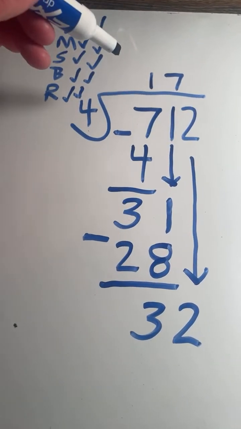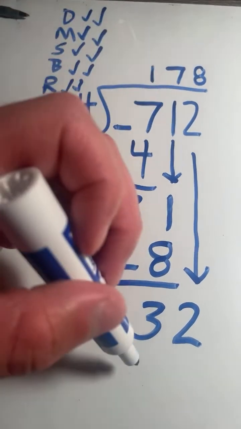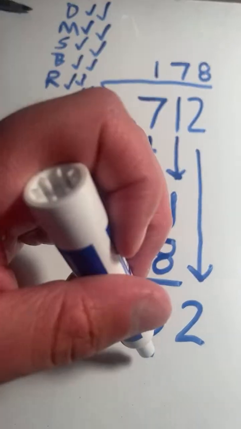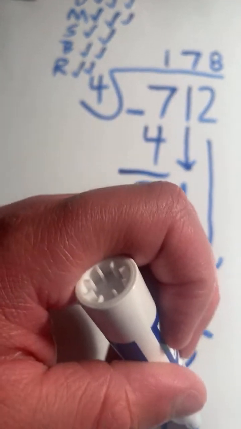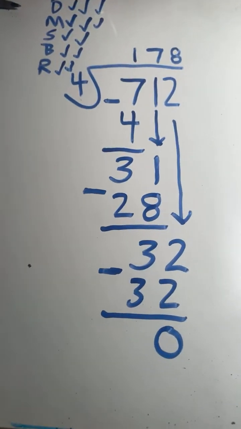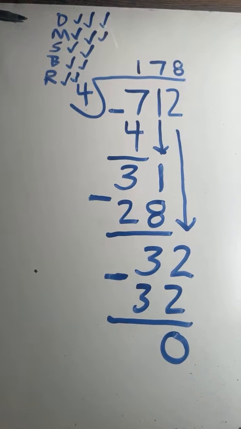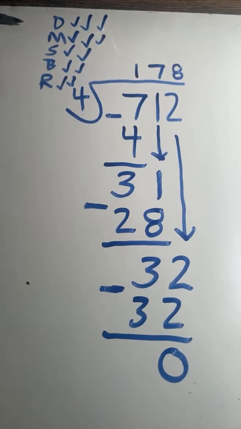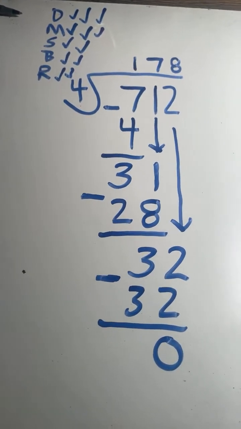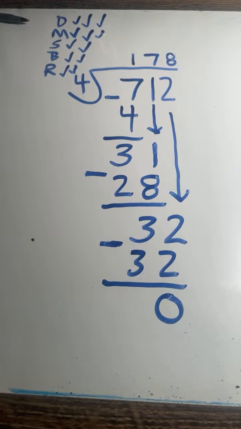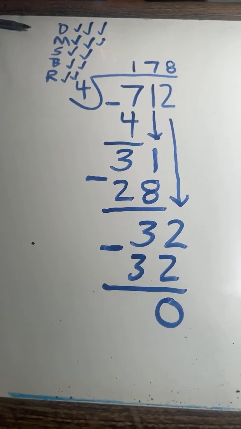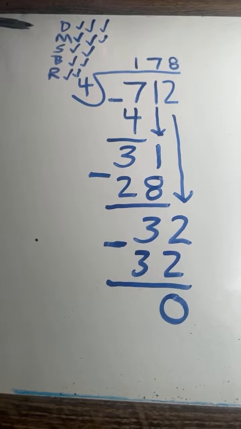32 divided by 4 equals 8. 8 times 4 equals 32. So we divide, we multiply, next we subtract. 32 minus 32 equals 0. There are no more remainders. So we have our final answer, 712 divided by 4 equals 178. Again, 712 divided by 4 equals 178.